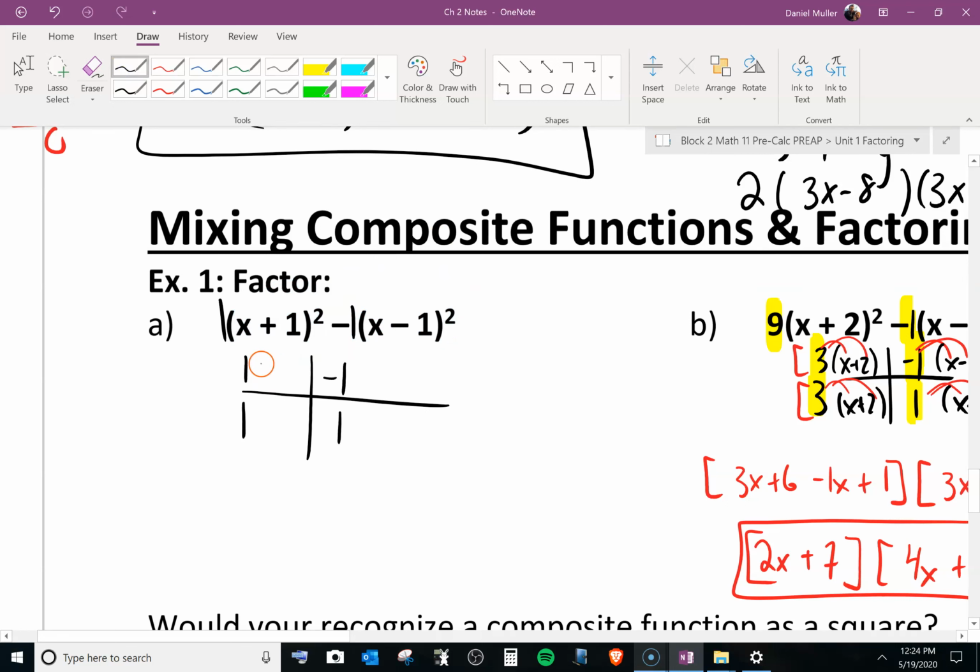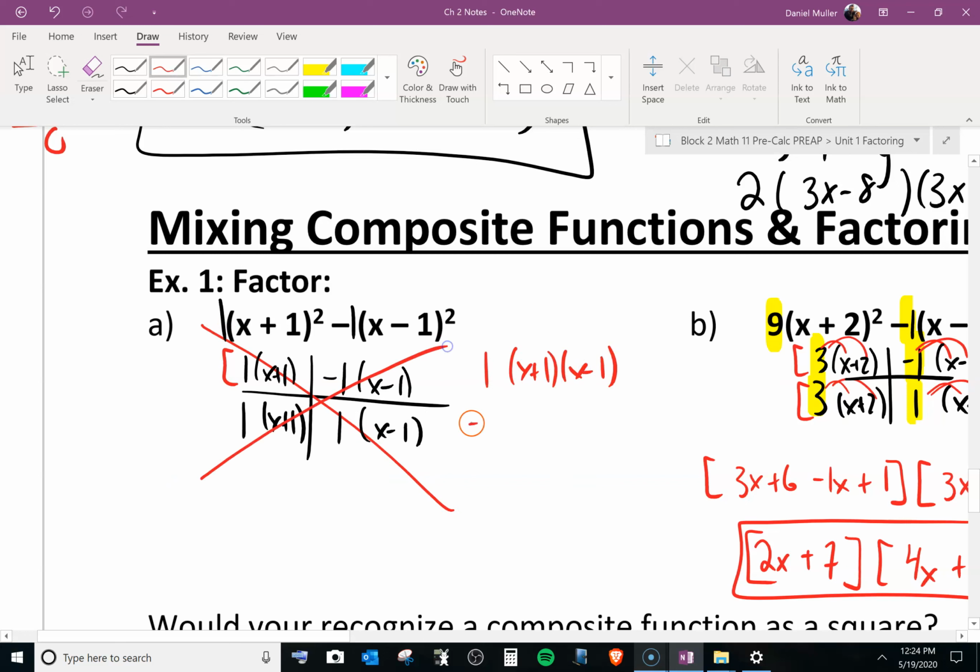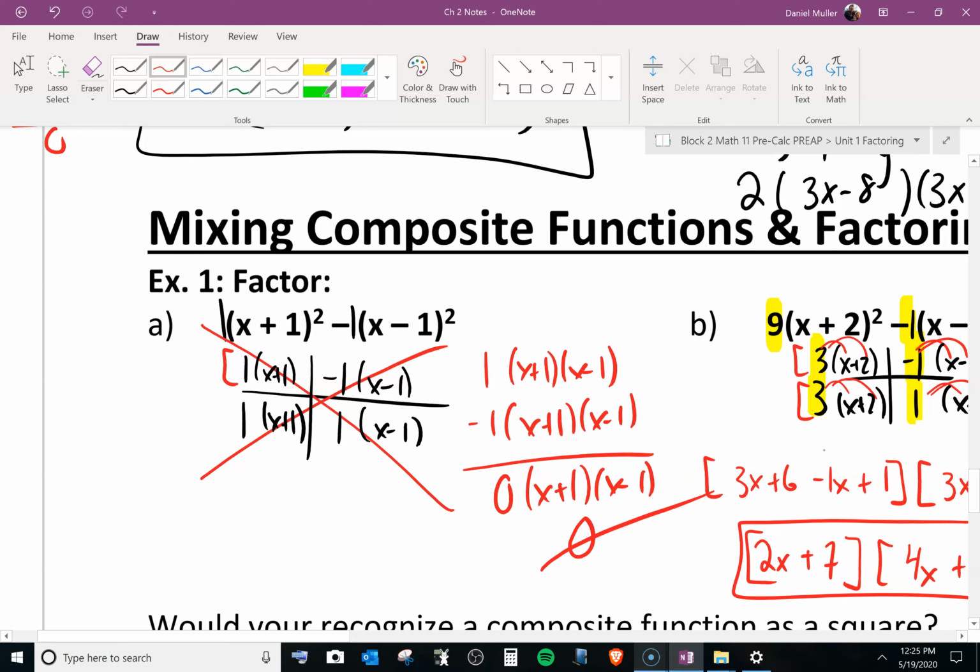This side normally would just be x and x, but here it's an x plus 1 and an x plus 1. Here it's an x minus 1 squared, so I have an x minus 1 and an x minus 1. So my diagonals are going to be 1 and -1. Right, so this side would be 1, x plus 1, x minus 1. And this side would be -1, x plus 1, x minus 1. That gets me a 0, x plus 1, x minus 1. And that 0 times anything is just 0. We don't write it, which is why it's not even written down. So these are my 2 factors.